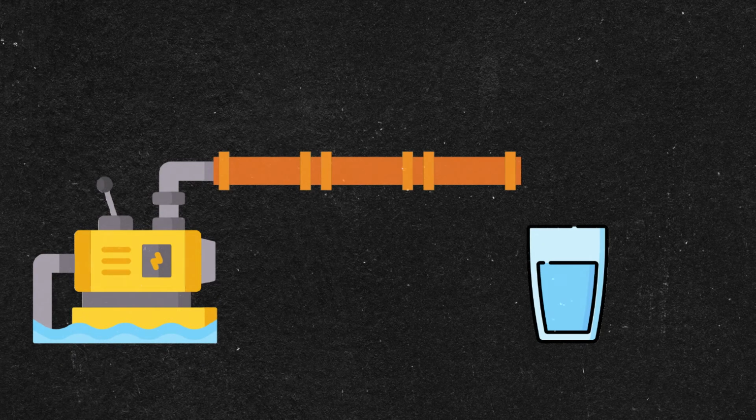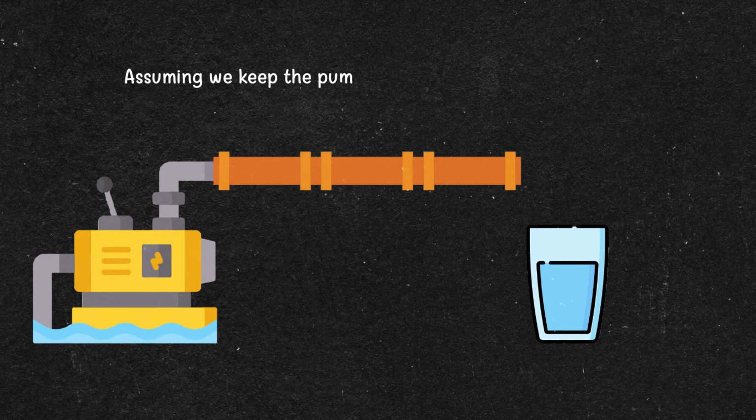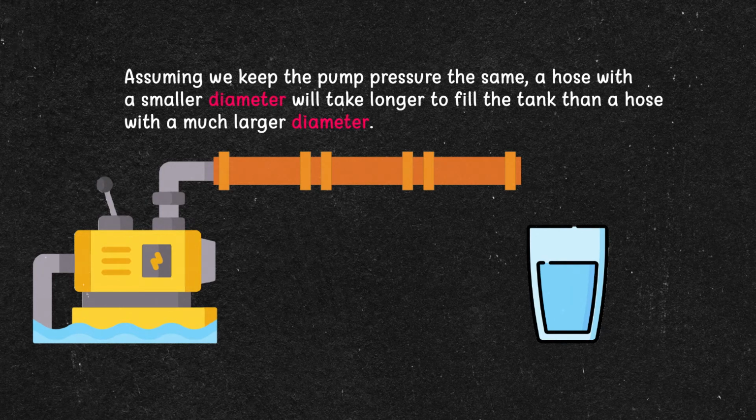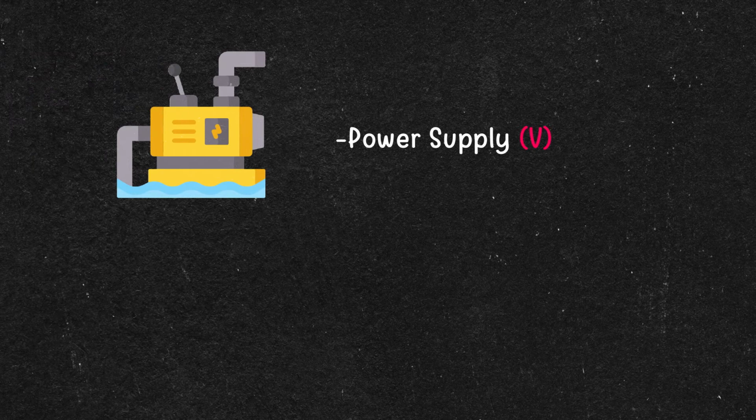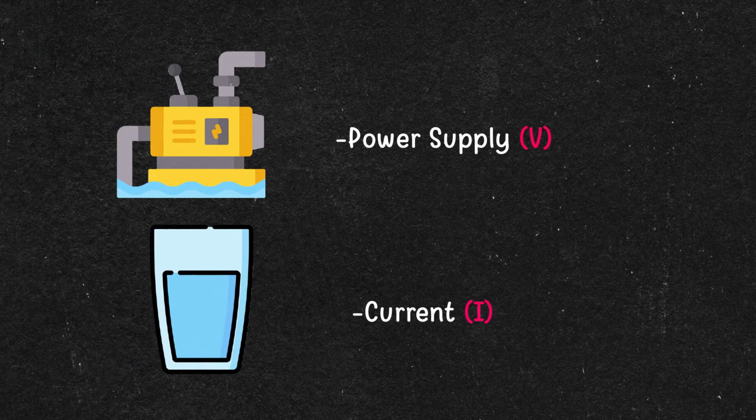To give you a general idea of what resistance is, let's take a quick look at a rubber hose connected to a water pump. Now, how fast it will take to fill a tank will depend on the pump pressure and the diameter of the cross-section of our rubber hose. Assuming we keep the pump pressure the same, a hose with a smaller diameter would take longer to fill the tank than a hose with a much larger diameter. The pump pressure and water flowing through the pipe are analogous to a voltage source and current, respectively. How easily water flows through the pipe is referred to as its resistance.